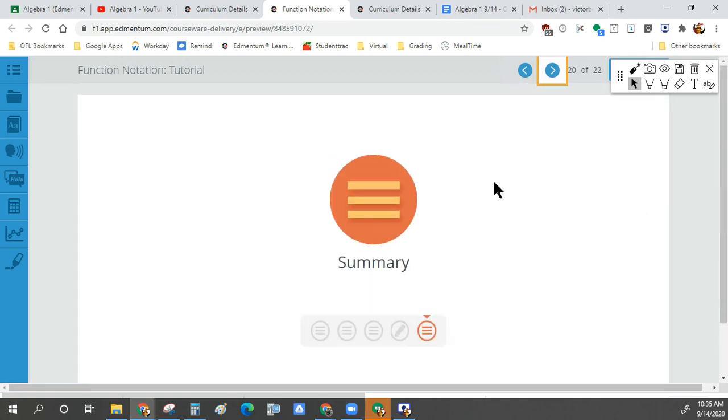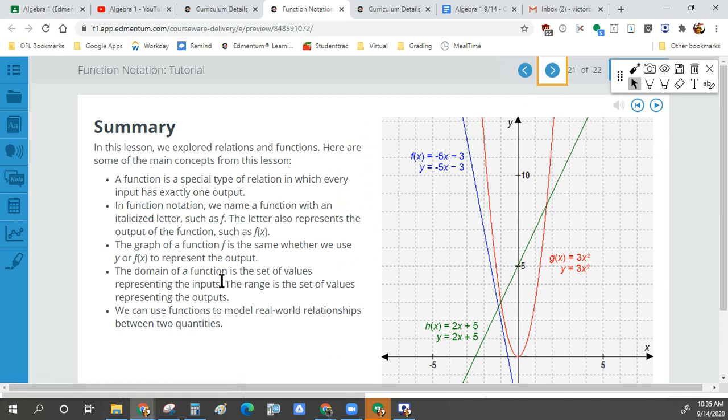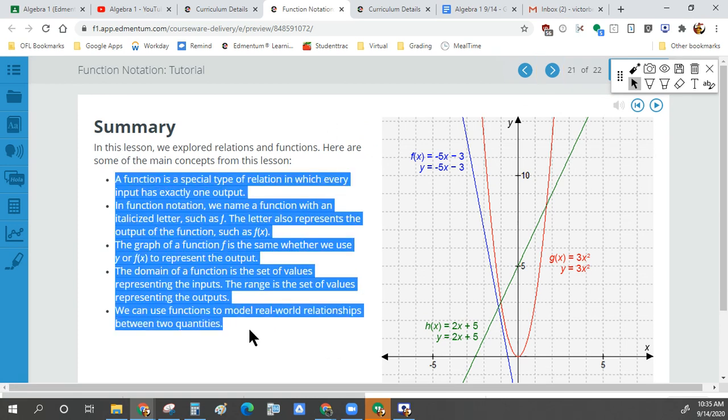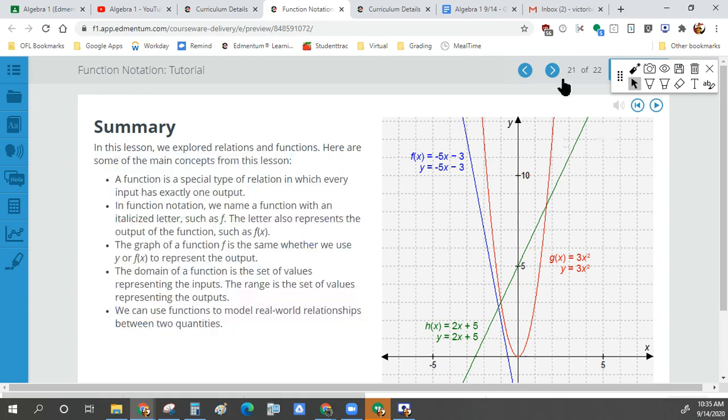All right, and let's let this load. Our summary, as always, guys, before you take your test, always go back to your summary and understand what this is.